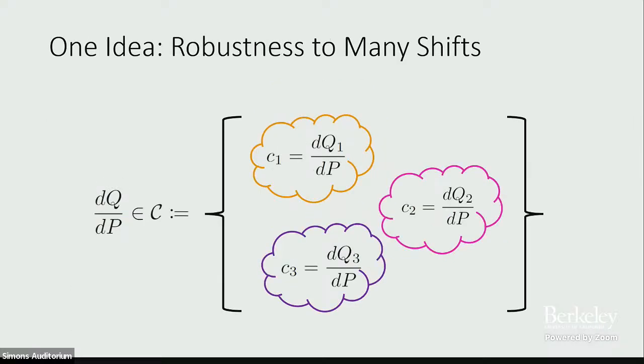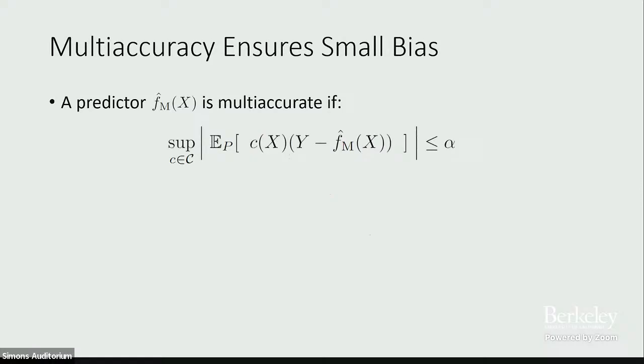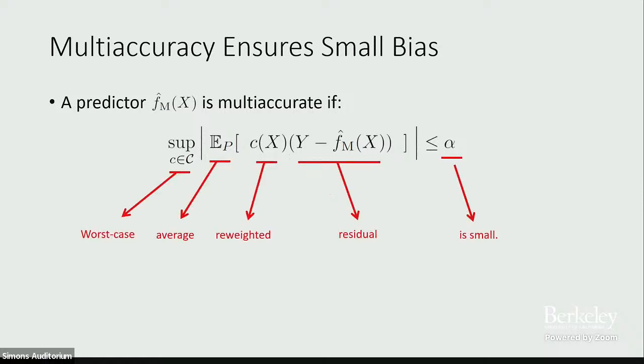OK, so one idea which shows up in the multi-calibration literature is that you try to be robust to many shifts. You try to fit an omni predictor across all of these different dQ/dPs. So you assume that your density ratio, dQ/dP, belongs to some set C that includes C1, C2, C3. And then multi-accuracy over this set is going to ensure some type of small bias property. So here's the definition of multi-accurate. It actually hasn't come up in the last couple talks, so we're going to refresh. It's when the worst case average reweighted residual is small.